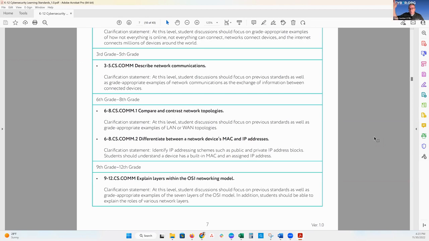And we get from the concept of being online down to the OSI model in one standard as we progress through those age bands. And each standard is similarly structured in the K-2, 3-5, 6-8, and 9-12 age bands. There are clarification statements. There are sample verbiage of ways to formulate this in your classroom. And at the very end, there's a glossary of terms that may be new to teachers.